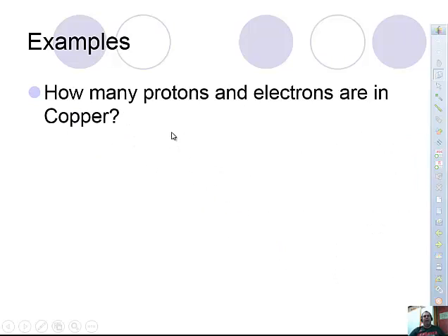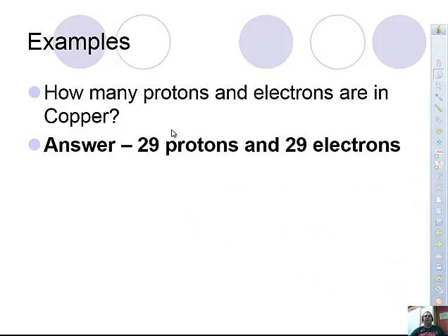If we go ahead and look at how many protons and electrons are in copper. So again, if you go to the periodic table, find copper, you look at that whole number. The whole number on copper is 29. So that means that it's going to have 29 protons and 29 electrons.